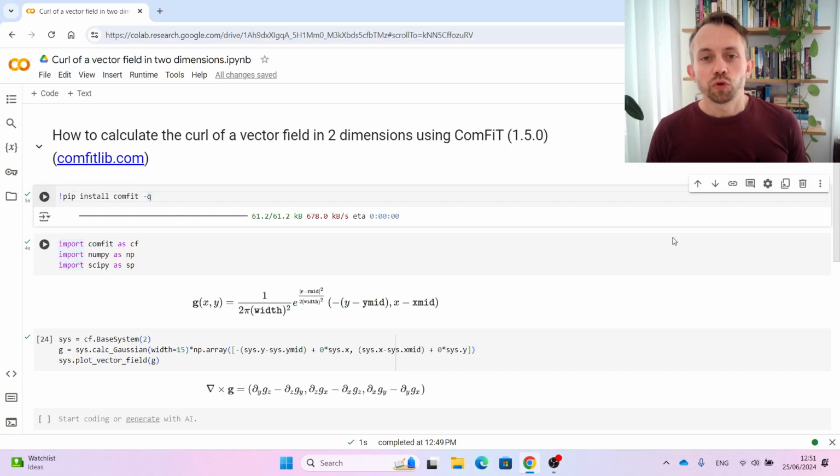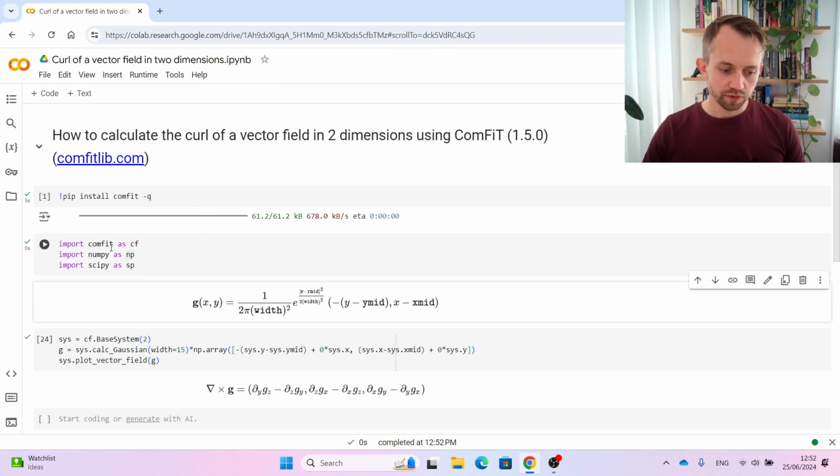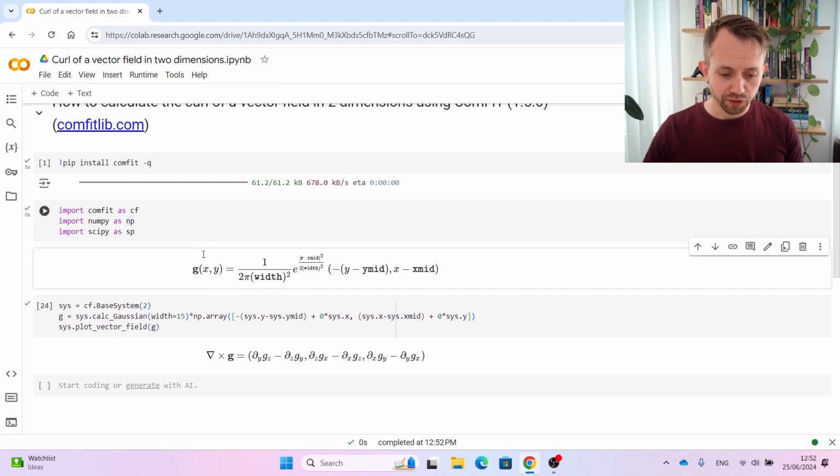In this video, we're going to show you how to calculate the curl of a vector field in 2 dimensions using the ComFiT library. To begin with, I have already installed ComFiT here, and then I'm going to import the necessary packages, which are ComFiT, NumPy, and SciPy for Fourier transformation.